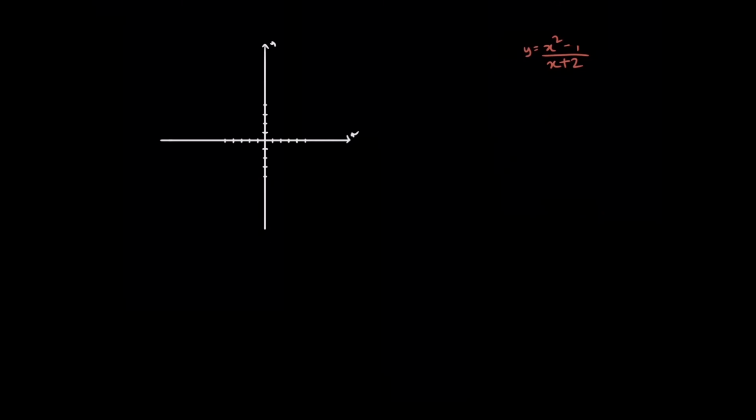So first of all, we're going to be looking at y equals (x² - 1)/(x + 2). And if you remember, our denominator cannot be equal to 0, so x cannot be equal to -2. So x equals -2 is our vertical asymptote. Now the next step is to do a simple division, dividing the numerator by the denominator. So let's go ahead and do that.